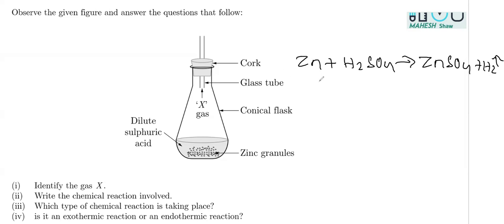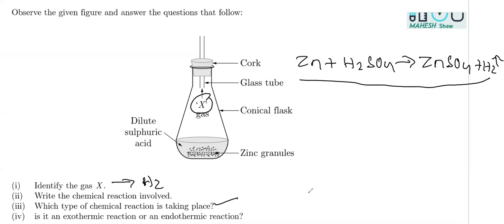Metals like zinc, or most of the metals which are above hydrogen in the activity series, react with dilute sulfuric acid to produce a salt, and hydrogen gas is released. Let's not deal with the exception here. As I said, in this case the hydrogen gas is released. So clearly the gas so released will be X. In fact, our first question is only that. So we'll say hydrogen gas. Next is write the chemical reaction. We have already written the chemical reaction here. That is the B part.